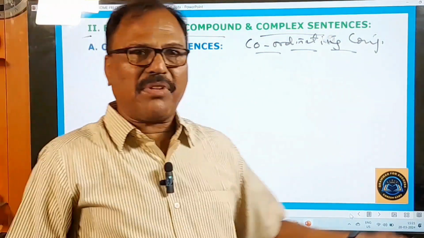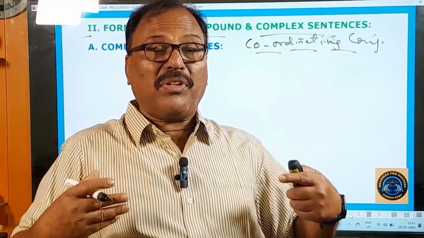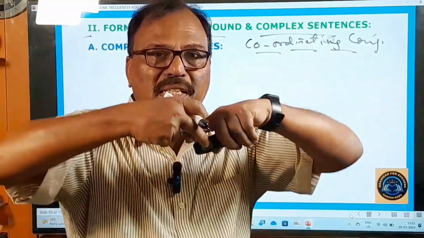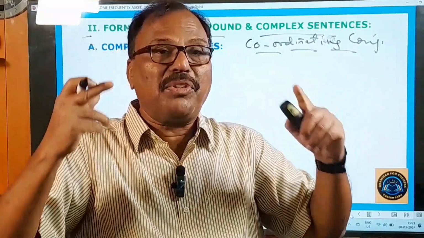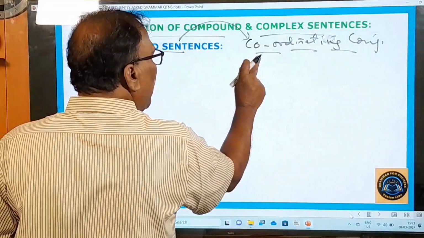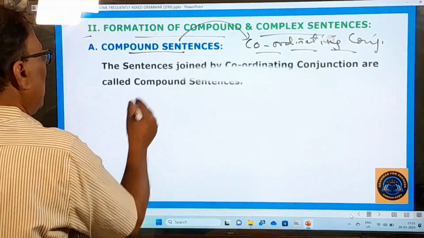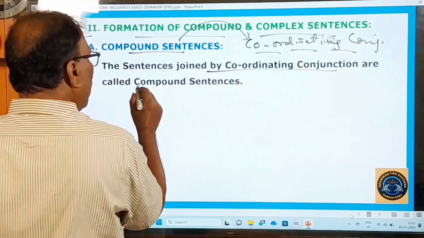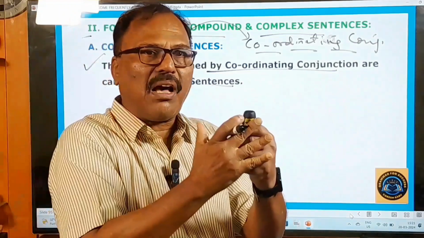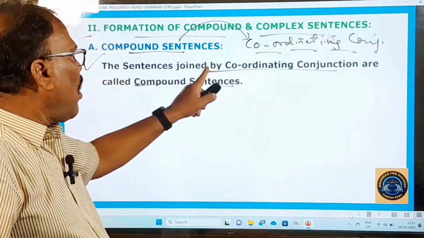We have two kinds of conjunctions, coordinating conjunctions and subordinating conjunctions. Then basically what are the conjunctions? Conjunctions are the words that join two or more sentences together. That is the duty of the conjunctions. So here these compound sentences are introduced by the coordinating conjunctions. Then what are the coordinating conjunctions? Let us see that. The sentences joined by coordinating conjunctions are called compound sentences. This is a very important aspect. Whenever two sentences are combined by the coordinating conjunctions, then they are called compound sentences.